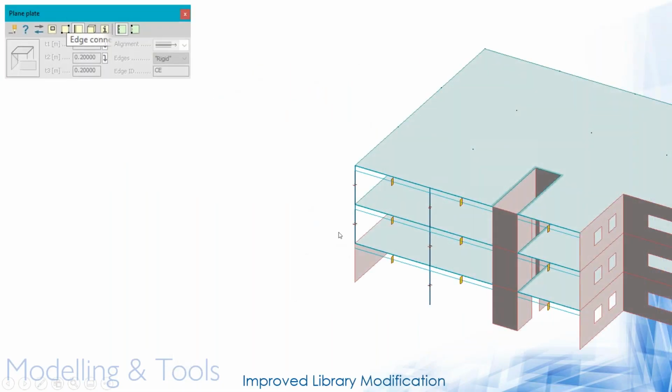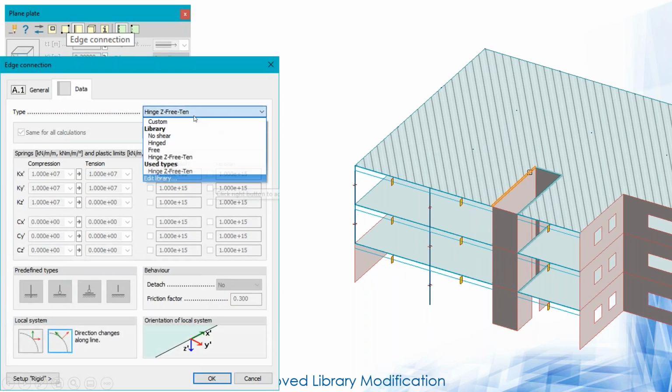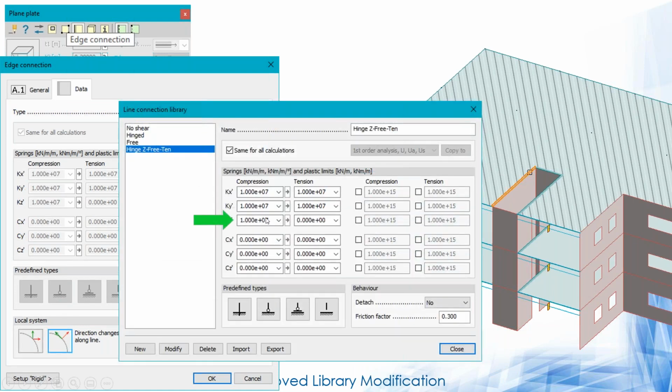The next is the improvement of library modification. The library modification, for example, I come with the edge connection. Maybe you had experienced this: if you select the edge connection, go to the library and edit the library, by modifying any number here and then saving, then closing, that was changing the library, but not the model.